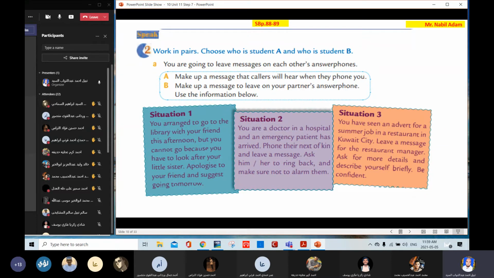Okay, now Ahmed Samir is looking for a job in a restaurant in Kuwait City. You are going to leave a message for the restaurant manager. Yes, Ahmed Samir Adil? Yes, sir. Hello, sir. I've seen your advertisement on a job in a restaurant for this summer, and I would like to apply for this job.